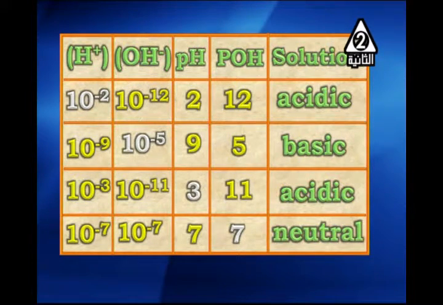Remember, my dear student, the concentration of hydrogen ion times the concentration of hydroxide ion equals 10 to the power negative 14. So if you get the power sum, it will be negative 14. The pH is negative log of the concentration of hydrogen ion, and the pOH is negative log of the concentration of hydroxide ion, and the solution will be acidic, basic or neutral depending on the value of pH: less than 7 is acidic, equal to 7 is neutral, more than 7 is basic, and the sum of pH and pOH equals 14.